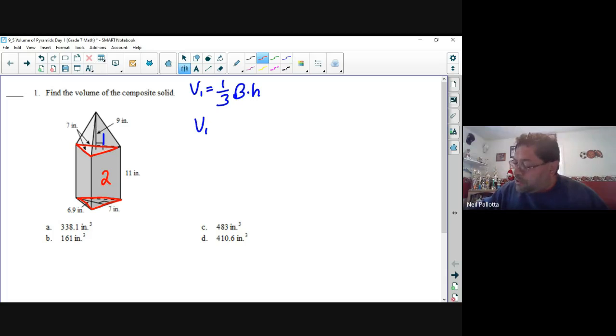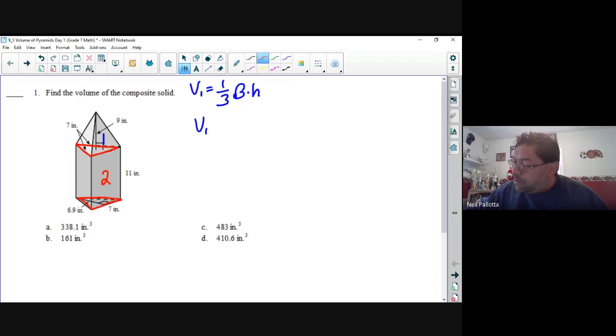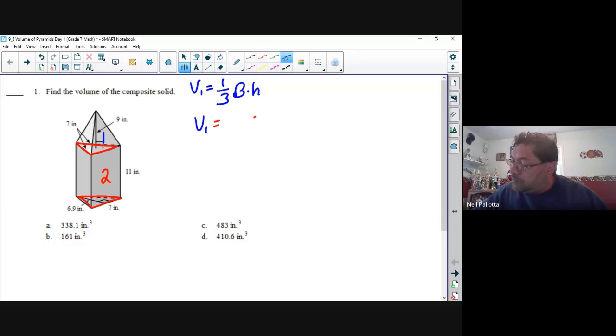Okay? So when we look at our formula, all right, when we look at our formula, let's erase this a bit. I'm going to use the correct color here. All right, we're going to use 1/3. Now, what's the base area? Well, because the base is a triangle, we use 1/2 the base and height of the triangle. Well, the base of the triangle is going to be the 7. The height of the triangle is going to be 6.9. So we have 7 times 6.9.